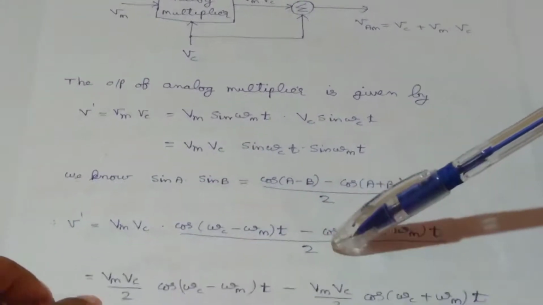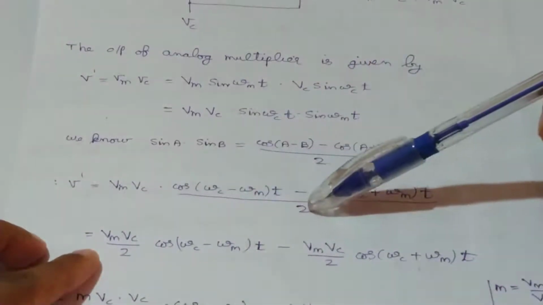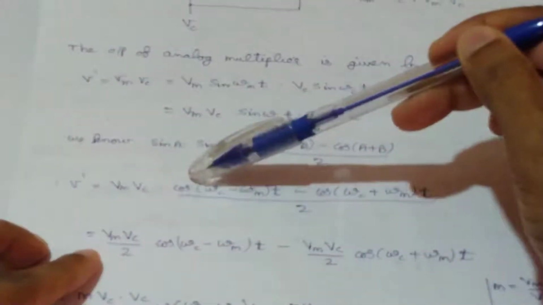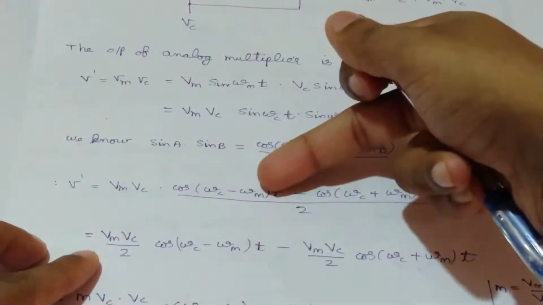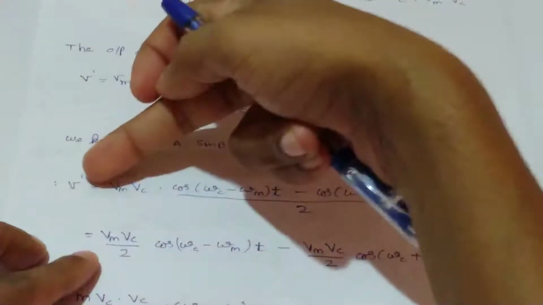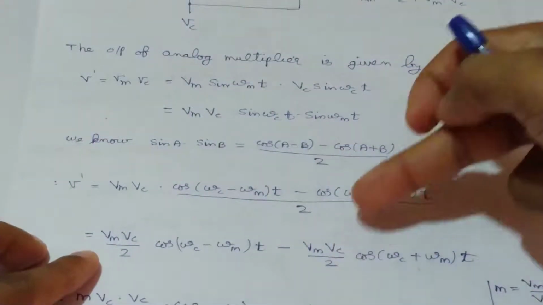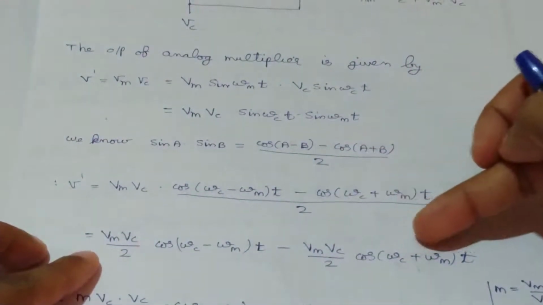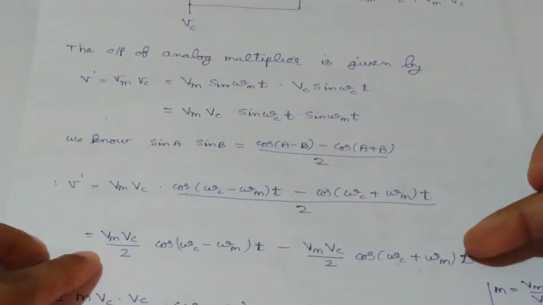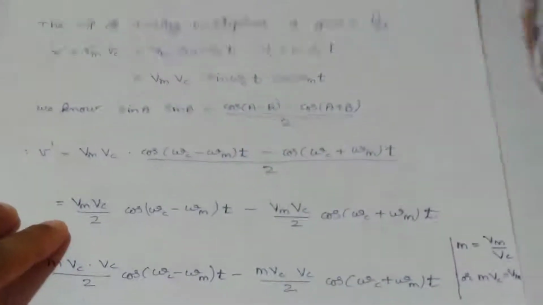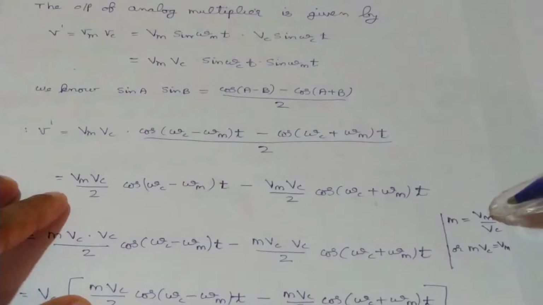Then from this we can write VmVc divided by 2 into cos(omega c minus omega m)t, minus VmVc divided by 2 into cos(omega c plus omega m)t. Then we know our modulation index m is equal to Vm by Vc.